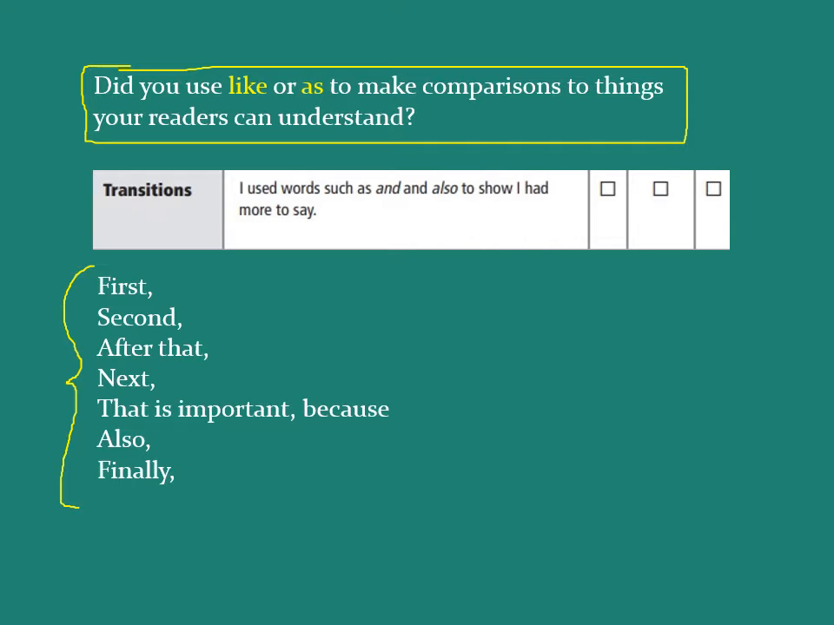So there are certain words that I want you to use. Show me that you have more to say. Make transitions, okay? Change from one topic to the next, from one sentence to the next, and use like or as at least once.